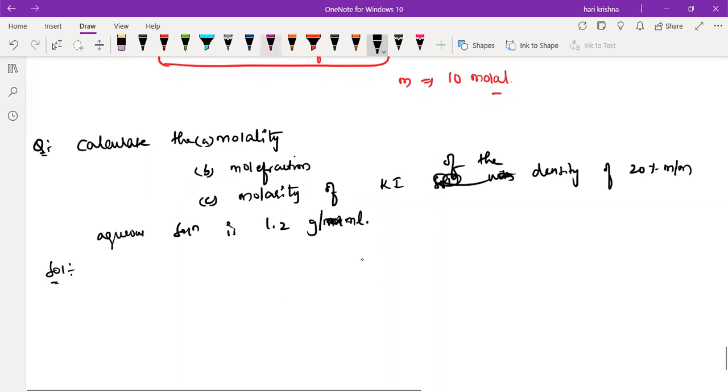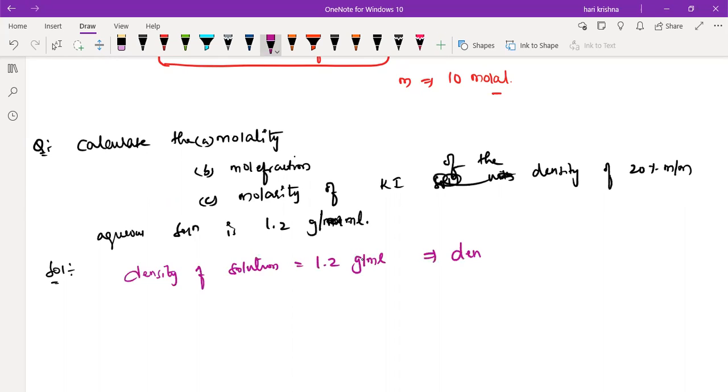How to solve this type of problem? What is the given data here first? They said the density of the solution is 1.2 gram per ml. What is the density formula first?